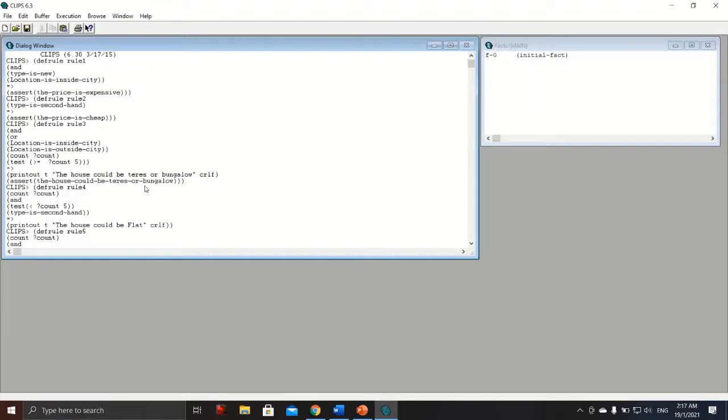If the information given by the user is not enough for the system to continue further, it will give the output that the house could be terrace or bungalow. It won't be specific. So if the user gives more information about the details of the house, then the output will be specific to one type of house.